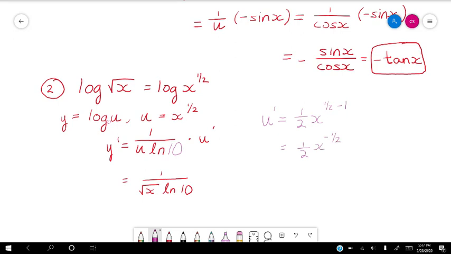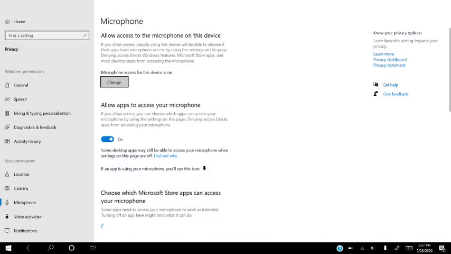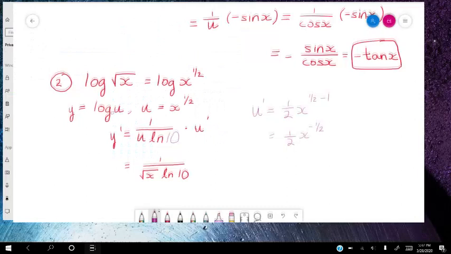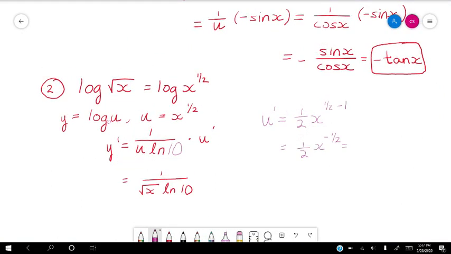Okay, 1/2 minus 1 is negative 1/2. Negative exponents, we can send that downstairs with the 2. And then x to the 1/2, again, is just root x. So that's what u prime is.